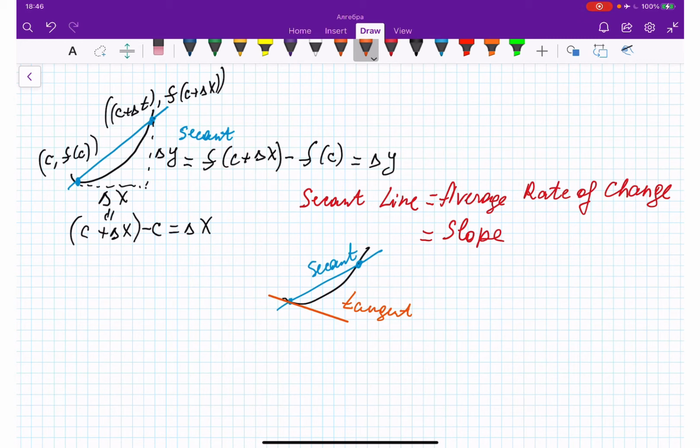So, the average rate of change of the function between two points and the slope between these two points are the same thing, just so you know. And a tangent line, as I mentioned, is a straight line that touches a function only at one point. I am repeating, but it doesn't hurt. Tangent, let me write it down.